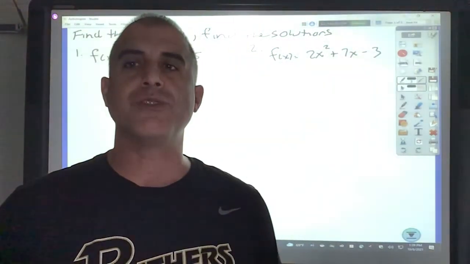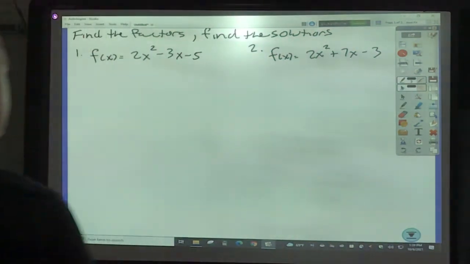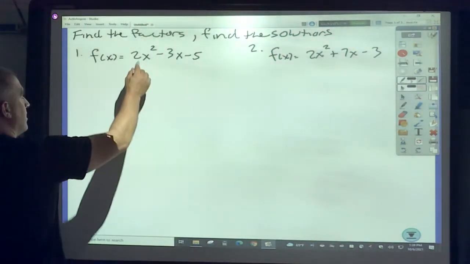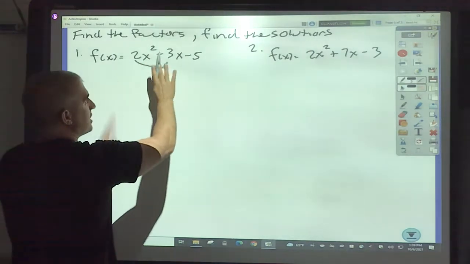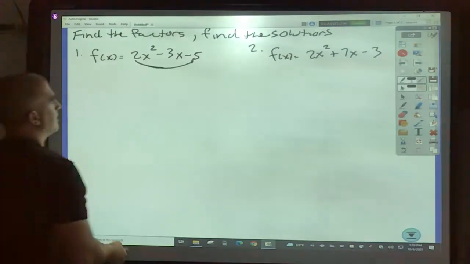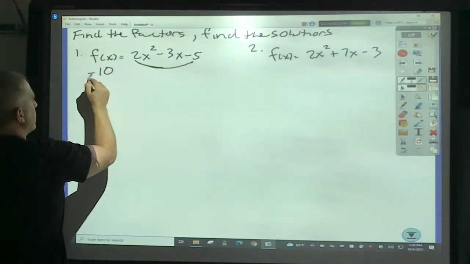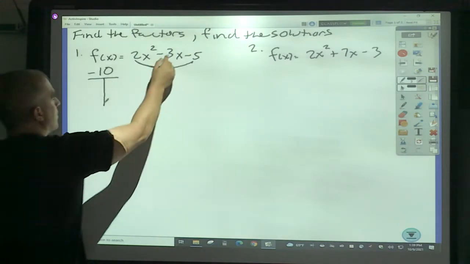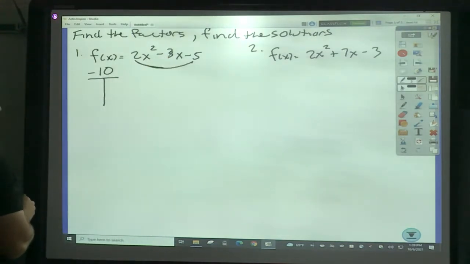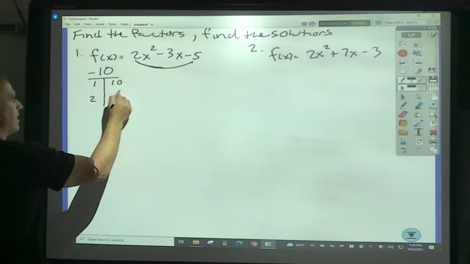What you want to try to do is first try to factor it, okay? As a review of factoring, first see if there's a GCF. No GCF, so I want to take this and multiply. 2 times -5 would be -10. What I'm looking for are the factors of -10 that would add up to -3. So that's 1 and 10, that's 2 and 5. Not a lot to choose from.